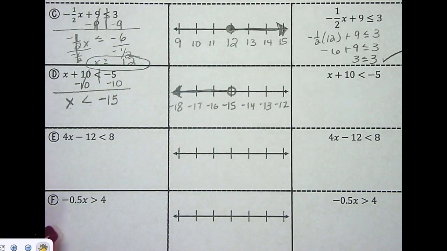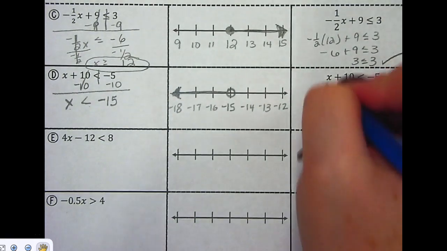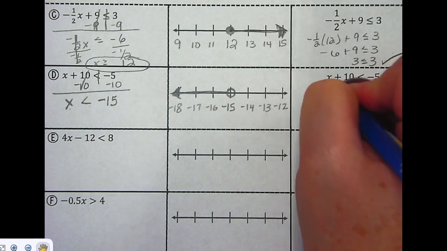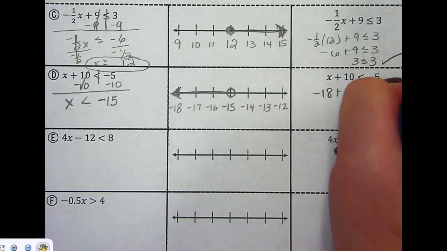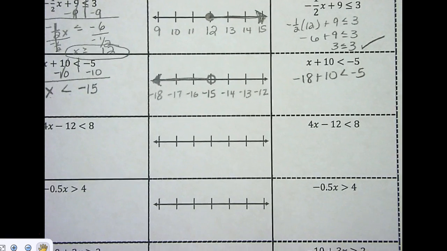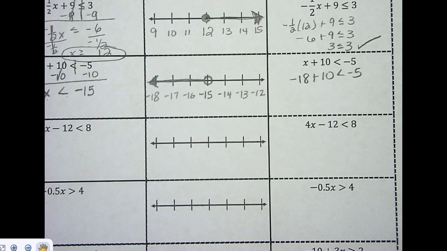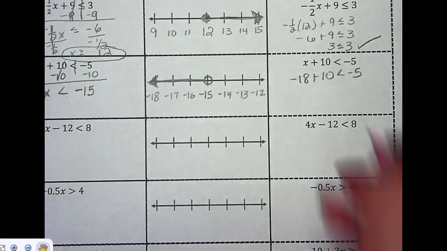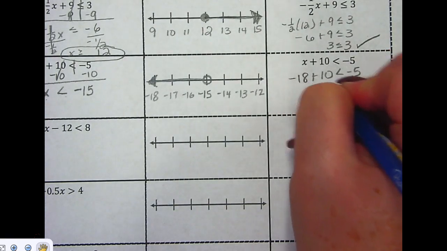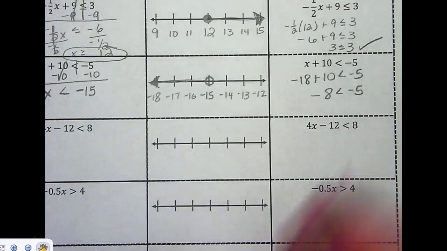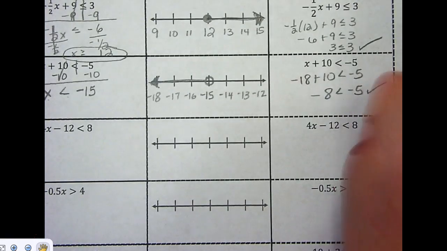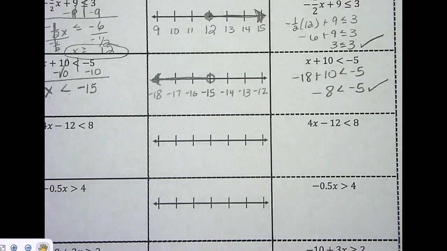All right. What number do we want to use? Negative 18? Negative 18 plus 10 is less than negative 5. Negative 18 plus 10 is what? Negative 8. And is negative 8 less than negative 5? Yes. True statement.